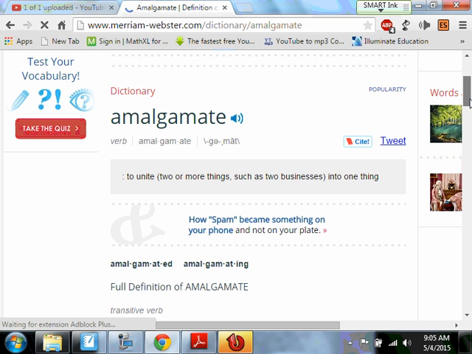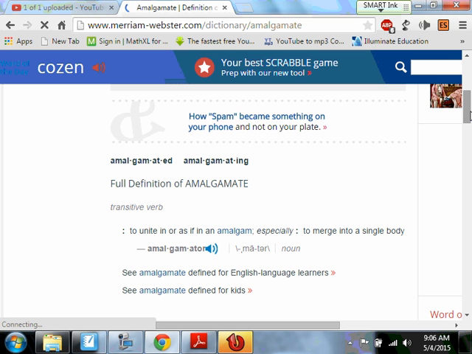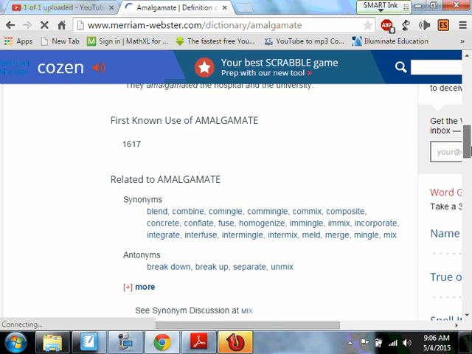Here we go. Amalgamate: to unite in or as if an amalgam. Boy, they just keep using a circular argument, don't they? To blend, to combine, to commingle, to commix, to composite. Look at that, to composite. A synonym is composite. So there you go. Intermingle, interfuse, integrate. It's not integrate in this context. To meld, to merge, to blend, to mix. The opposite of breaking up, the opposite of separating, the opposite of unmixing, the opposite of breaking down.